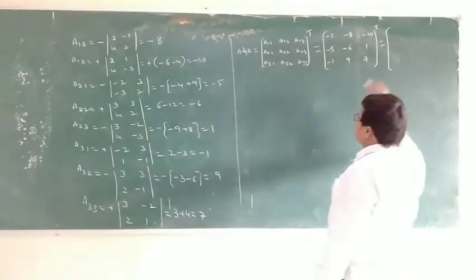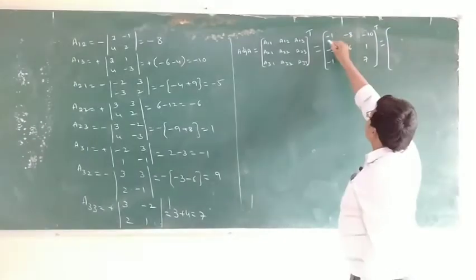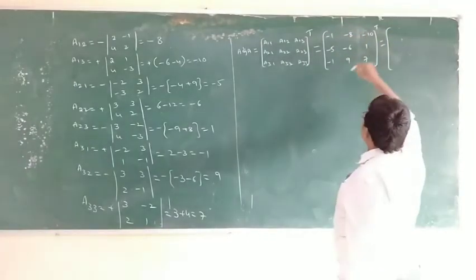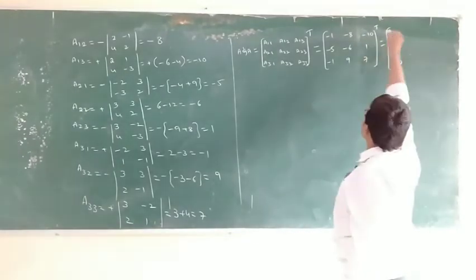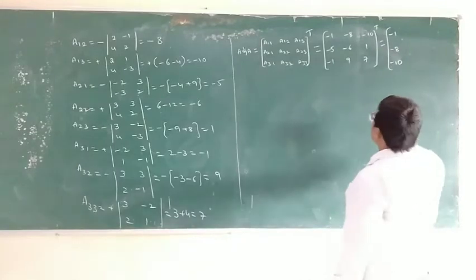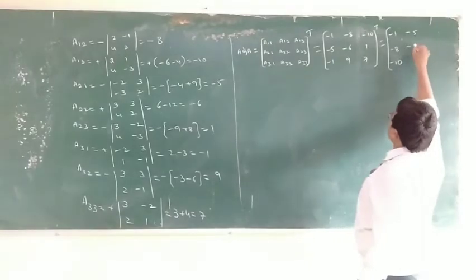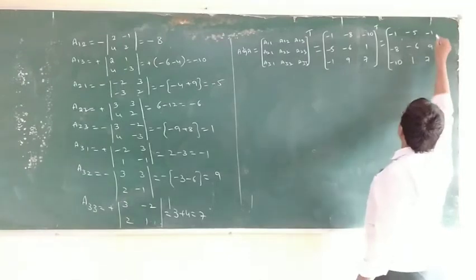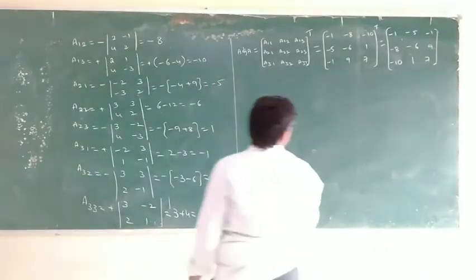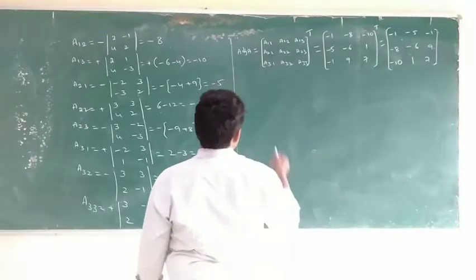The transpose means interchanging the rows and columns. So first the row is converted into a column: minus 1, minus 8, minus 10 is written in column form. The second row minus 5, minus 6, 1, the third row minus 1, 9, 7. So adjoint A is equal to minus 1, minus 5, minus 1, minus 8, minus 6, 9, minus 10, 1, 7. This is adjoint A.